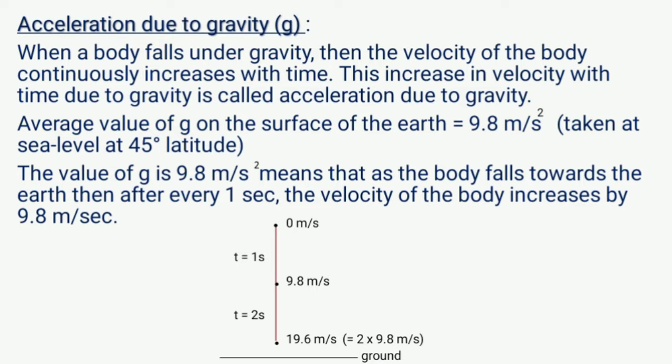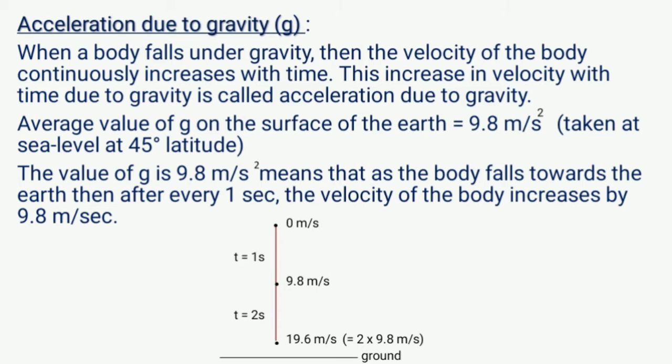When a body falls towards the earth under gravity, then the velocity of the body continuously increases with time. This increase in velocity with time due to the gravity of the earth is called acceleration due to gravity. The average value of acceleration due to gravity is 9.8 meter per second square, which is measured at sea level at 45-degree latitude.